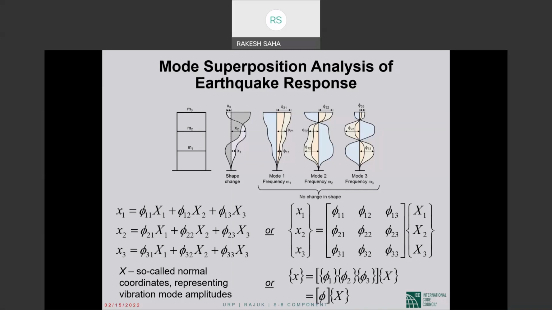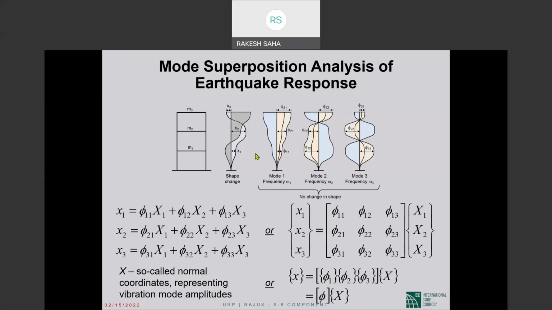And those natural shapes are called the natural modes of vibration. Natural meaning they are properties of the structure. Okay? Natural modes of vibration. For a 3-degree of freedom system, we have three natural modes of vibration.